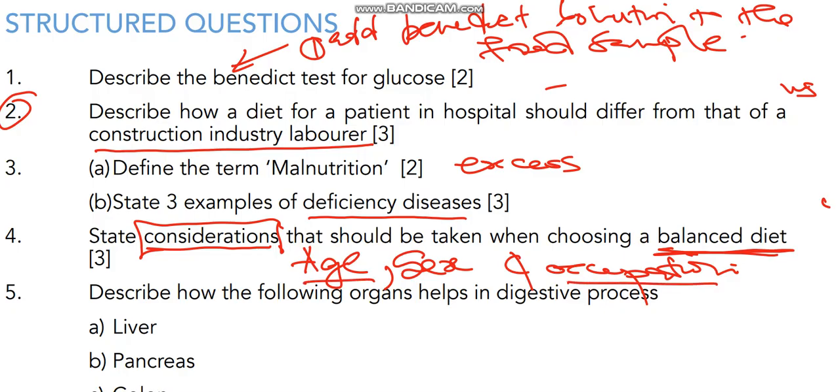The young ones have the diet they need, and the elderly have the diet they need, and also sex. There are kinds of food that, suppose you're a man, if you eat those kinds of food, you start growing breasts and hips and stuff like that. So when choosing a balanced diet, we must consider age, sex, and occupation. Especially this one, guys, it's very, very dangerous. Okay, let's move on to the next question.